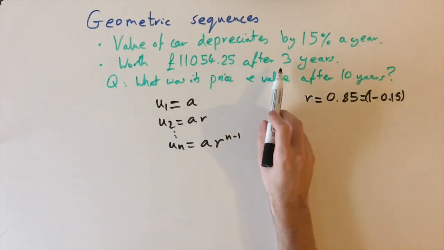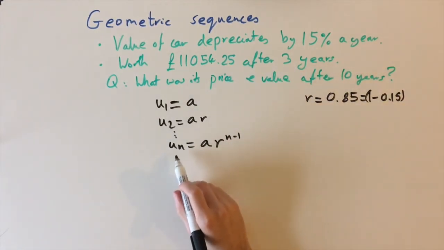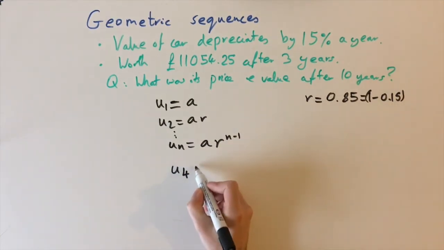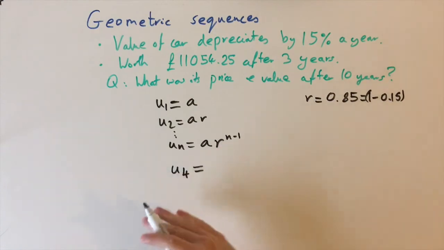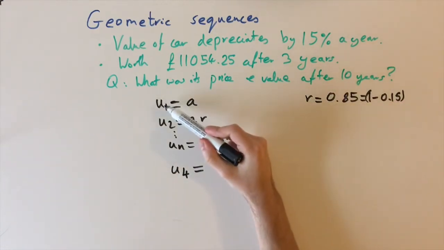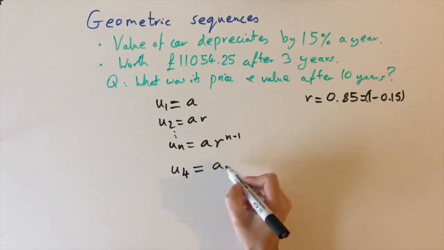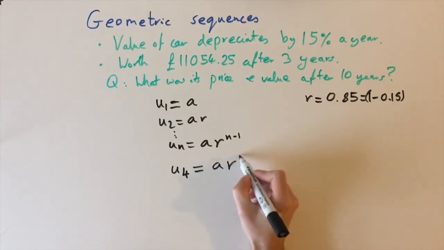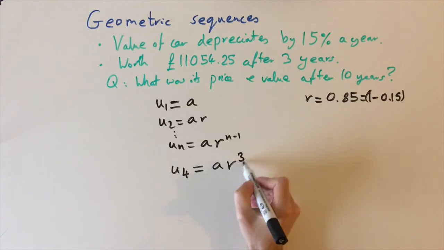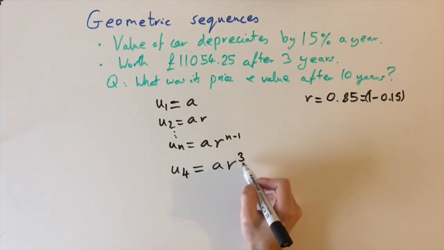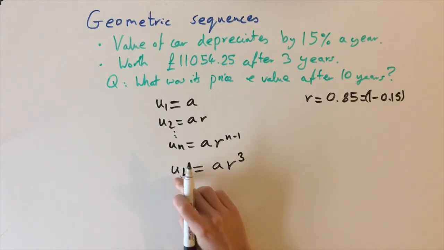We need to be careful because we don't want to find the third term in the sequence, we need to find the fourth term. The reason behind that is similar to the last question: 3 years have passed, so we need to add 3 to the index. You'll see why it's clearer if I write this. We have a times r to the power of 3. So we've applied the depreciation ratio 3 times. That's why we need the index of 4 here.